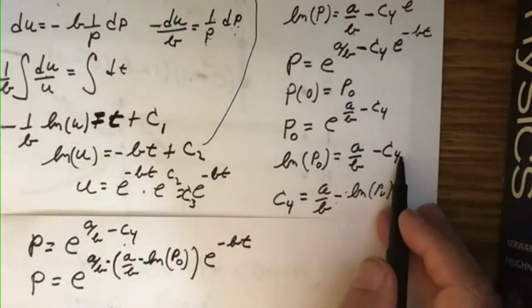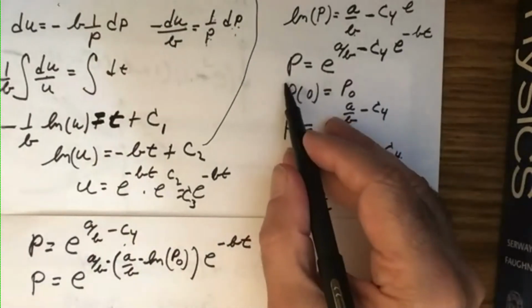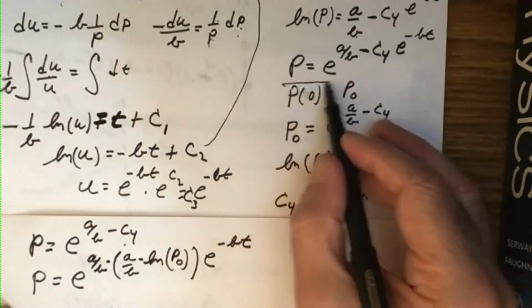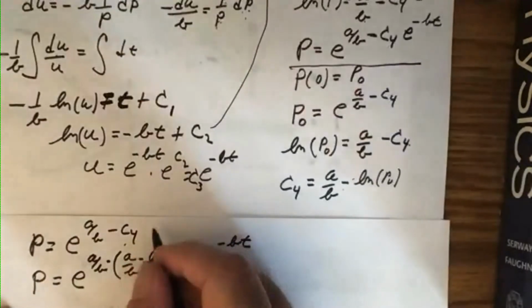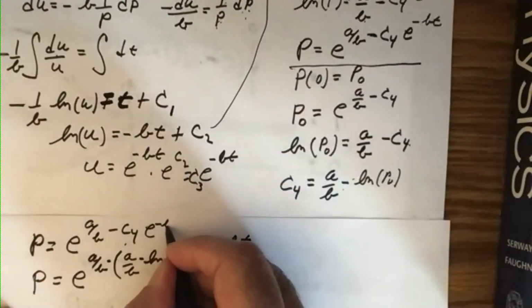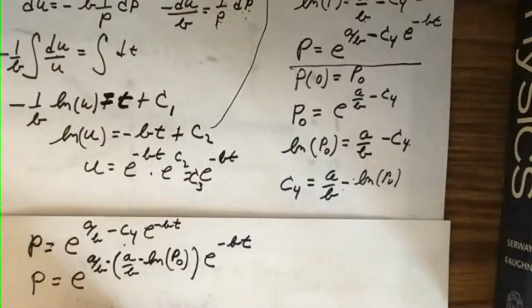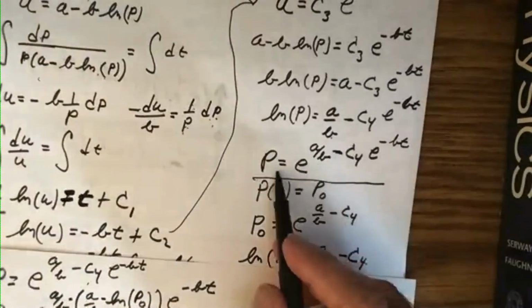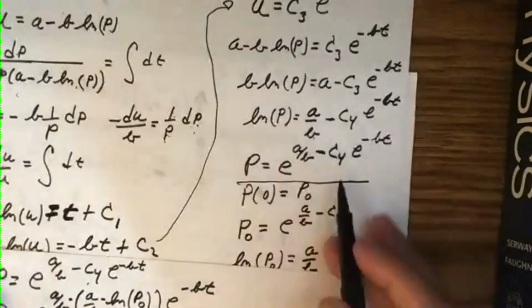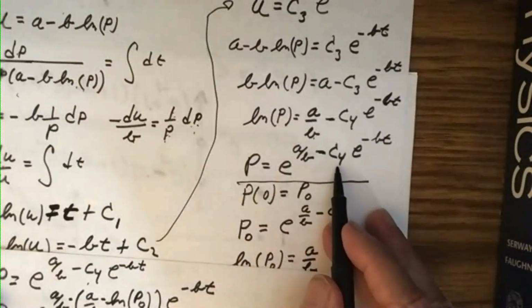Yeah, C4 is equal to this, right? Okay, I'm plugging it back into this equation. I need to put an E to the minus BT here, right? So this is the solution to the differential equation in terms of the constant C, right?